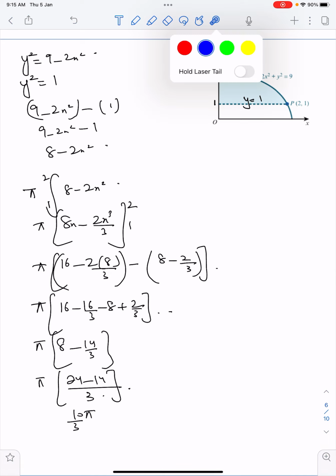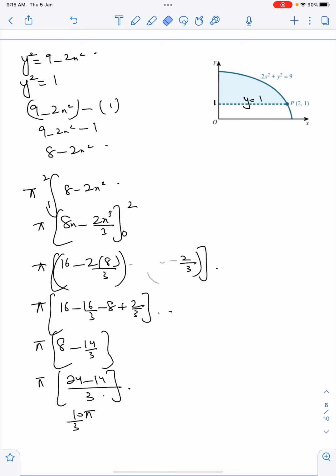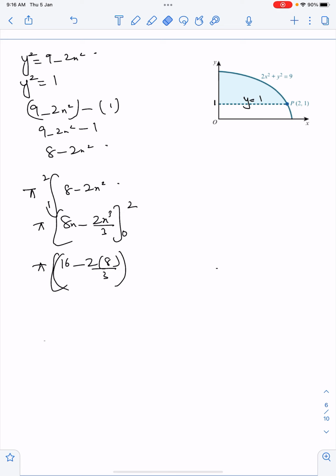Okay, I made a minor mistake here. I didn't have to apply the boundaries of 2 and 1, I had to apply the boundaries of 2 and 0. So this is a minor mistake, it's 0 here. So obviously this is going to be fine. Okay, minus 0 minus 0.